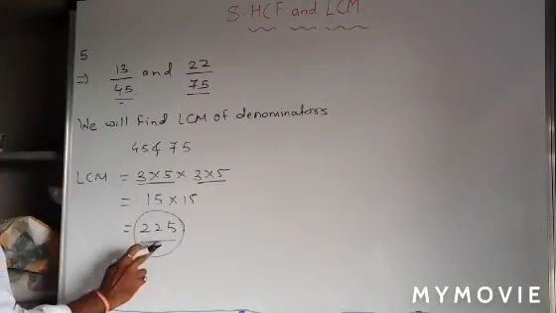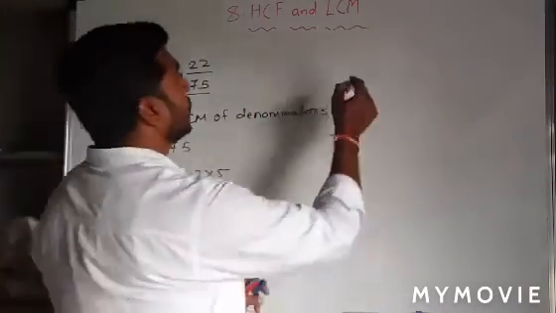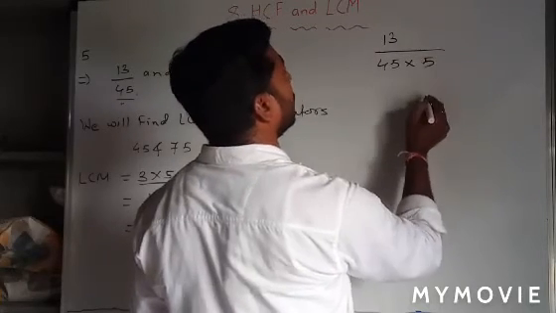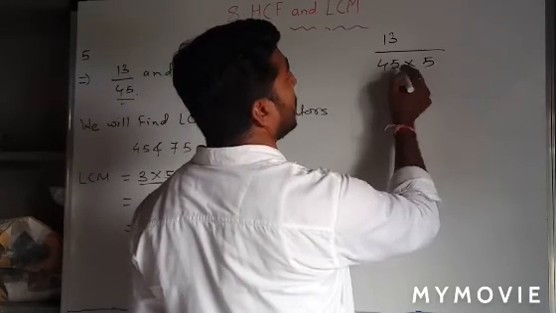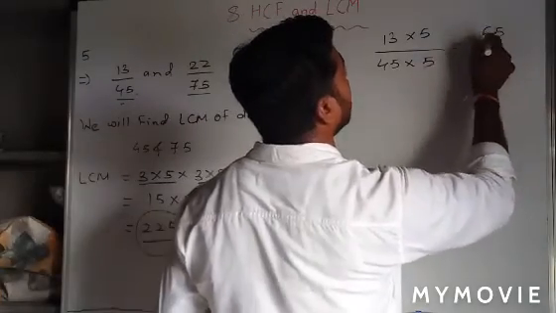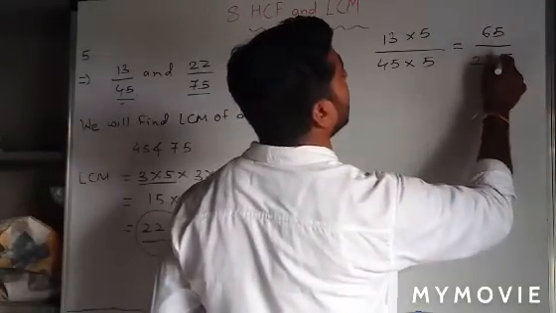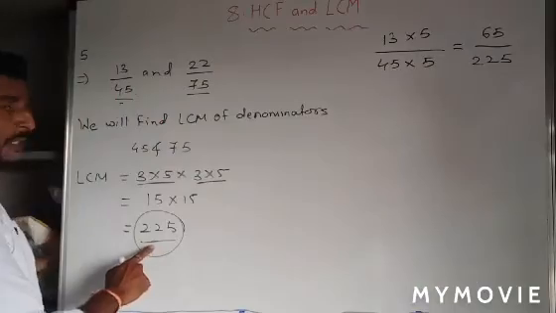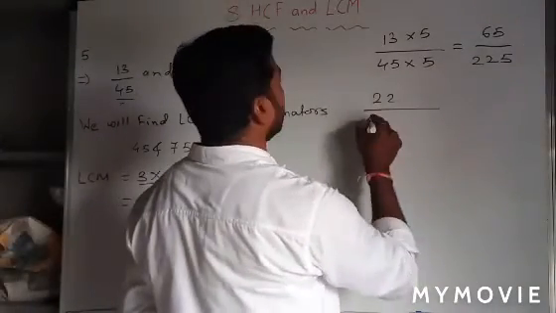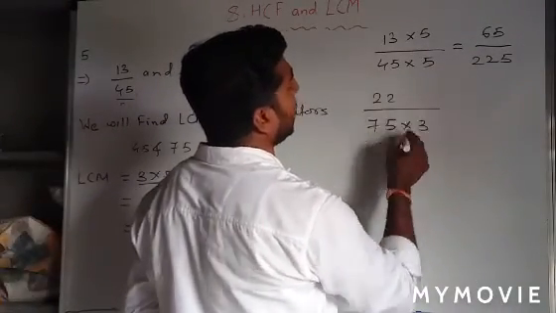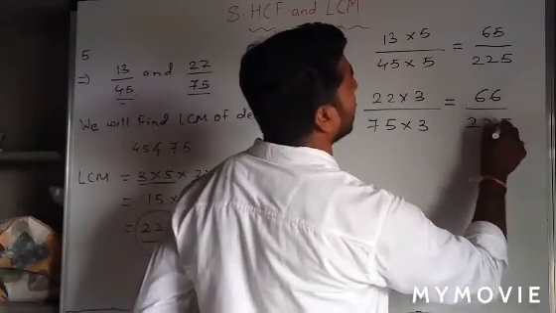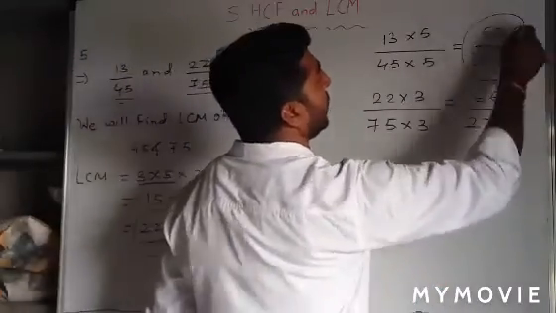Now what you have to do? Since you need a denominator of 225, what will you do now? You multiply this 45 by 5. So since you are multiplying this 45 by 5, you have to multiply the numerator also. So 13 5s will be 65 and 45 5s will be 225, the number which we have got here as LCM. Now what you have to do? You have to multiply 75 by 3. So here also the numerator will be multiplied by 3. So it will be 66 upon 225. So now you got these equivalent fractions here.